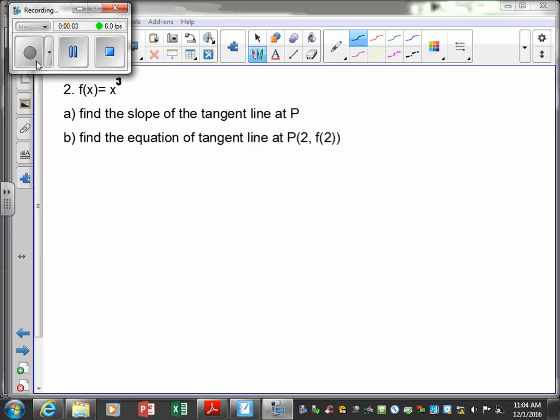Okay, we're just continuing with tangent lines, and this is our second example, so if you want to go ahead and pause it, attempt it. It's similar to the previous one. Our function is now x cubed.